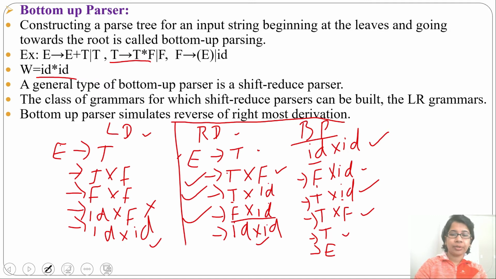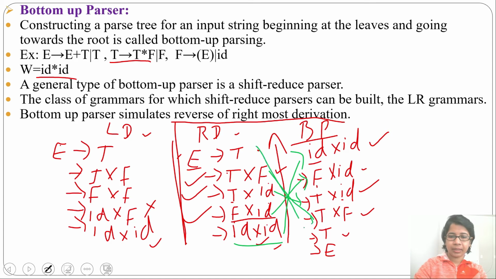If we are doing rightmost derivation in the reverse way, meaning we are starting from the bottom and going to the top, then that is bottom-up parsing. So you can say bottom-up parsing simulates the reverse of rightmost derivation. This statement is the same as this, T multiplication F is the same as this, T the same as this. So this is a reverse way. I think you are clear what is the reverse of rightmost derivation. If you do a rightmost derivation and reverse it, that is the same as bottom-up parsing.